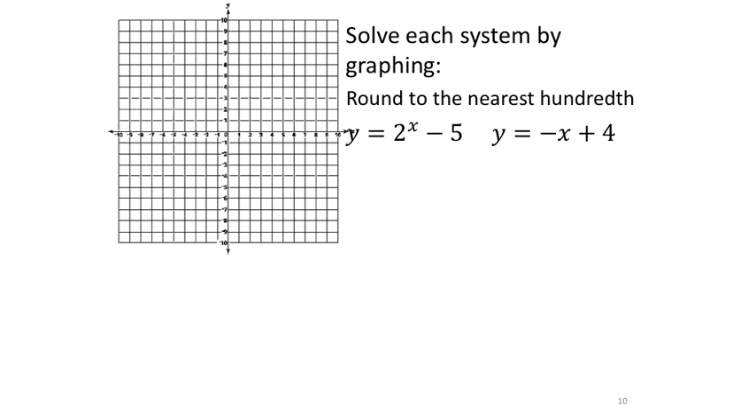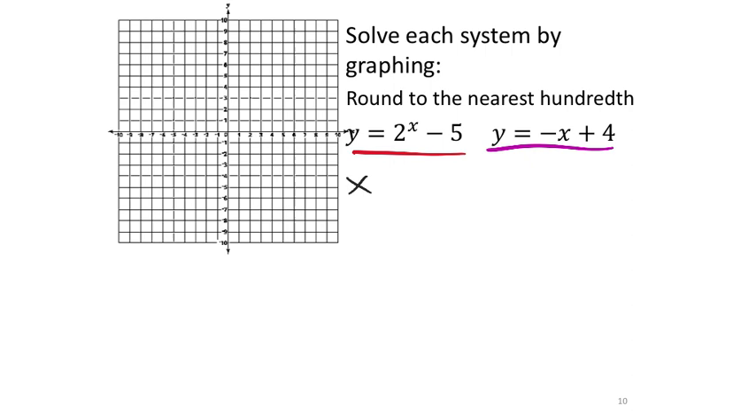Okay, this one, again, I'm expecting some kind of weird value right here, but I'm also expecting to put the equations into the calculator. So this would be my red one. This would be my purple one there. Red is 2 to the power of x minus 5. And my purple one, negative x plus 4. So I'm just going to enter this into the calculator. It's nice that it's already set up for me.